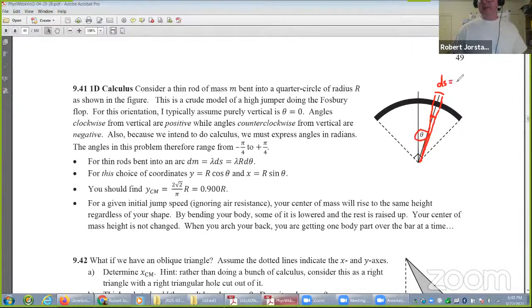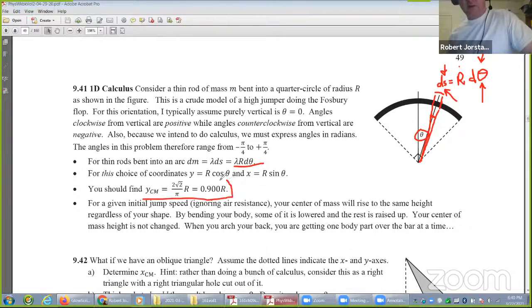ds is related to r times d theta, the tiny angle inside. The arc length of the entire piece is r theta. But again, if you have a differential on one side of the equation, you need a differential on the other side of the equation. So if we're trying to get a tiny amount of arc length, that's the radius times a tiny amount of angle, a d theta. That's where this comes from. Now, yeah, there's some work there.